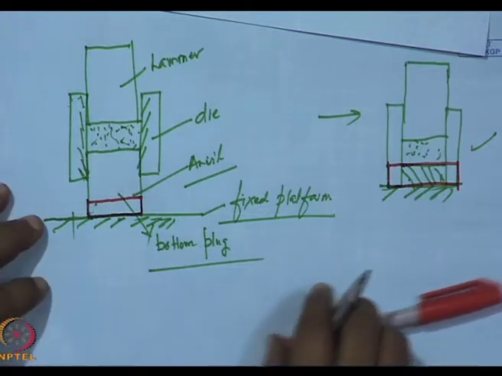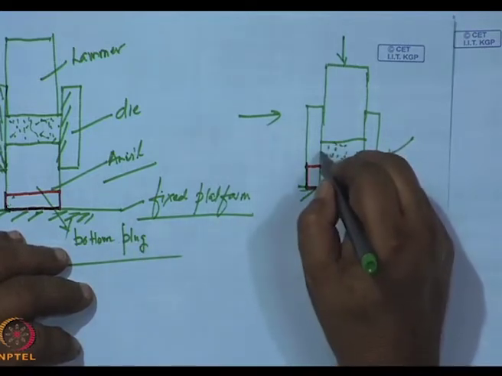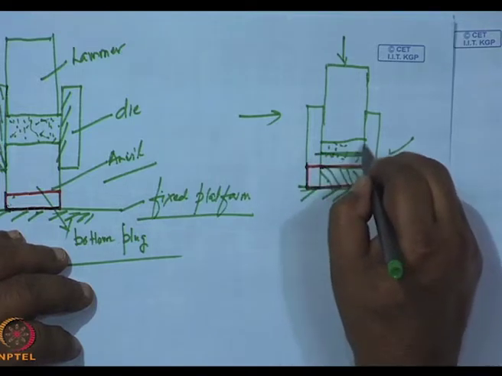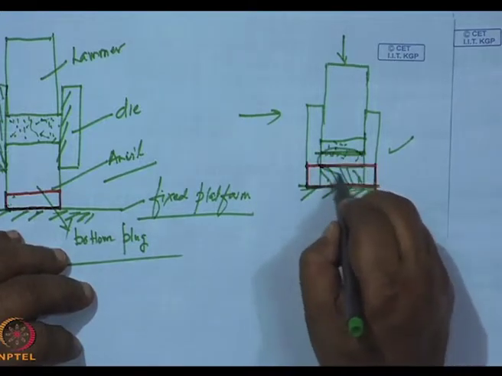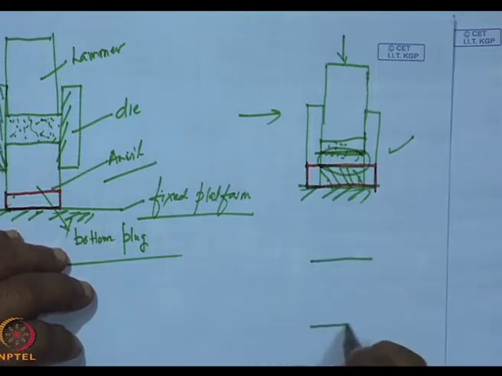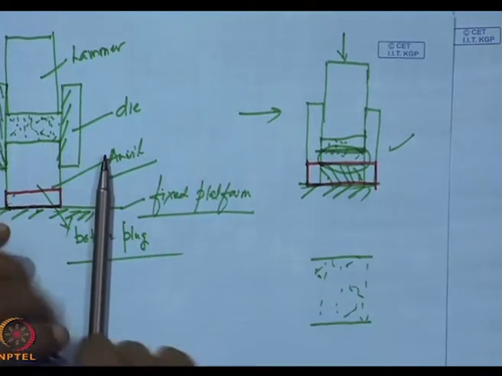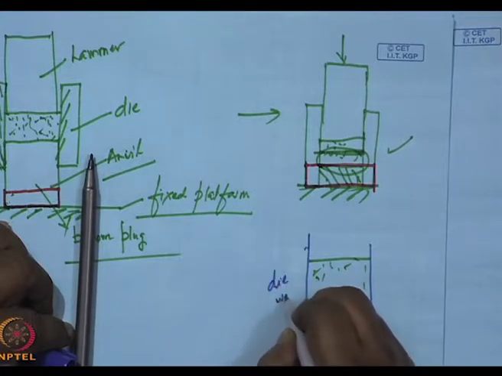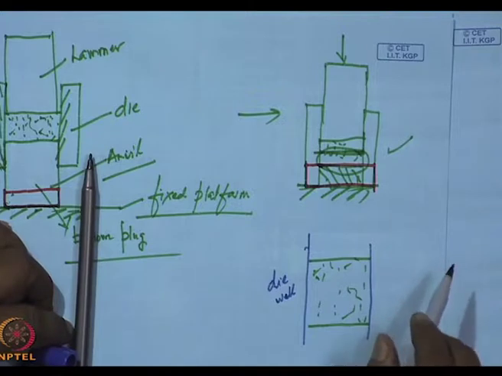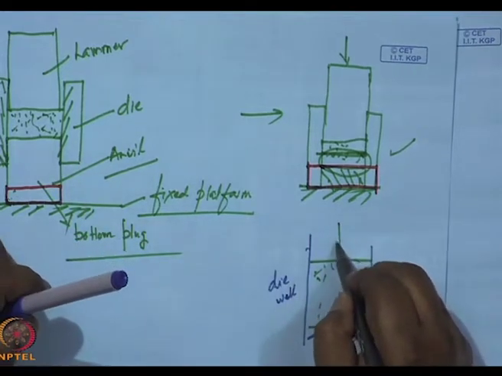There is another reason why. If I am using this and then pressing, what would happen? The hammer would come down here, but during this process, let me see what happens to the powder. Let's presume this is a powder layer, uncompressed. This is the die wall. Let us presume that this end is blocked. I put in the powder and I am putting in a hammer from the top.